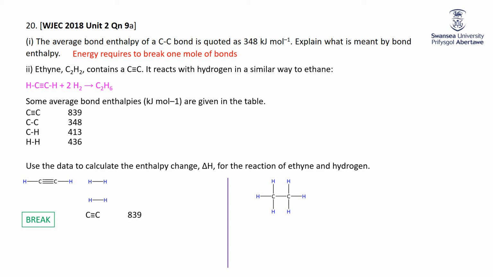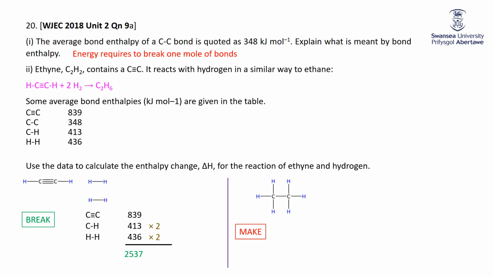Broken, well, we break a carbon-carbon triple bond. We break 2 carbon-hydrogen bonds, and we break 2 H-H bonds. So put all together, we have the broken. Now notice I'm breaking all of the bonds here. It just makes it a little bit easier.